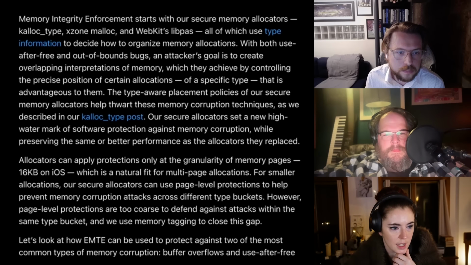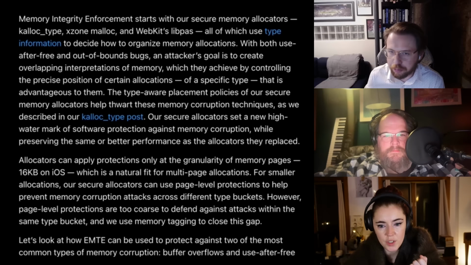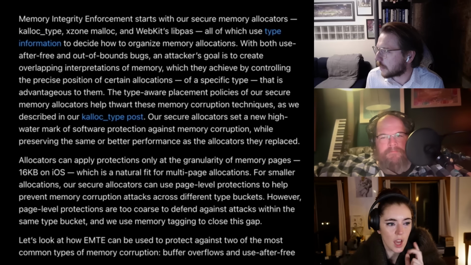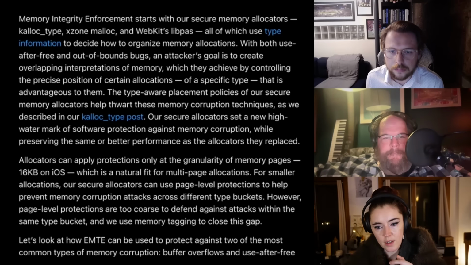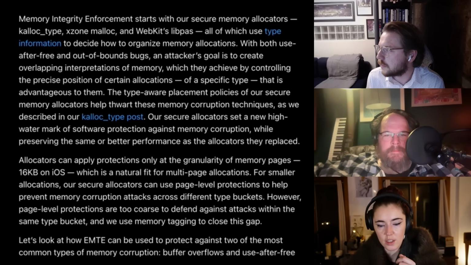Are you familiar with libpas, WebKit's libpas? I believe it's just their way of doing per-object heaps at the type level. Okay. But yeah, it's a C++ version of doing type-based allocations. All use type information to decide how to organize memory allocations. The other two are C, which is not strongly typed. Libpas is C++. Okay, all right. The other two are passing more information about types to the compiler to be able to use the type information to do the layout and allocations and all that sort of stuff.